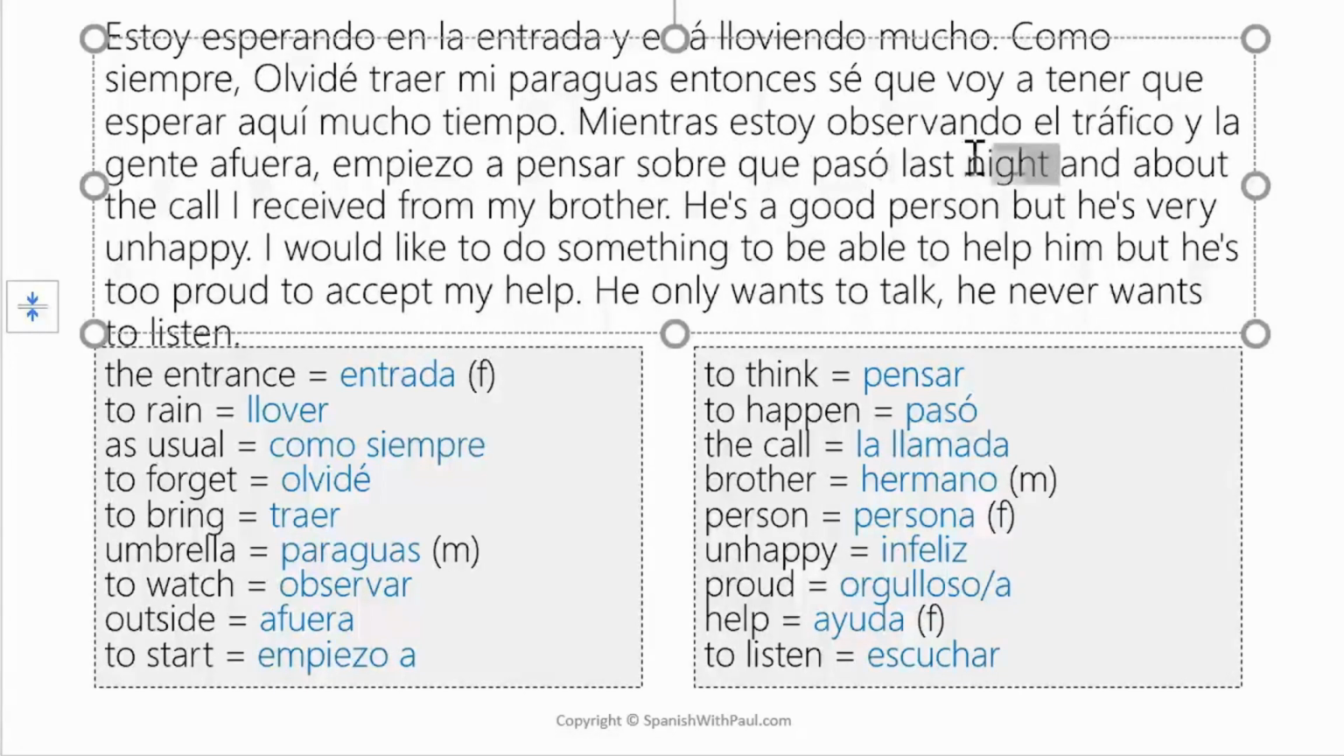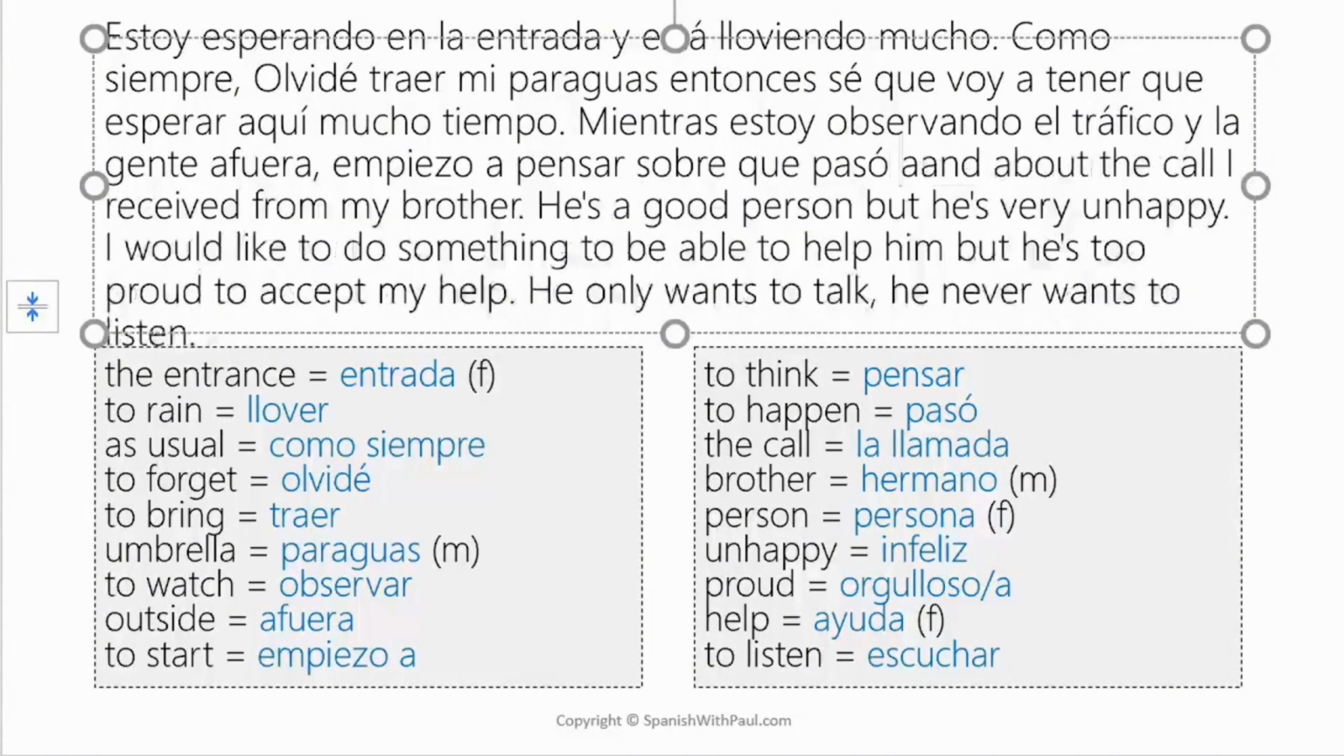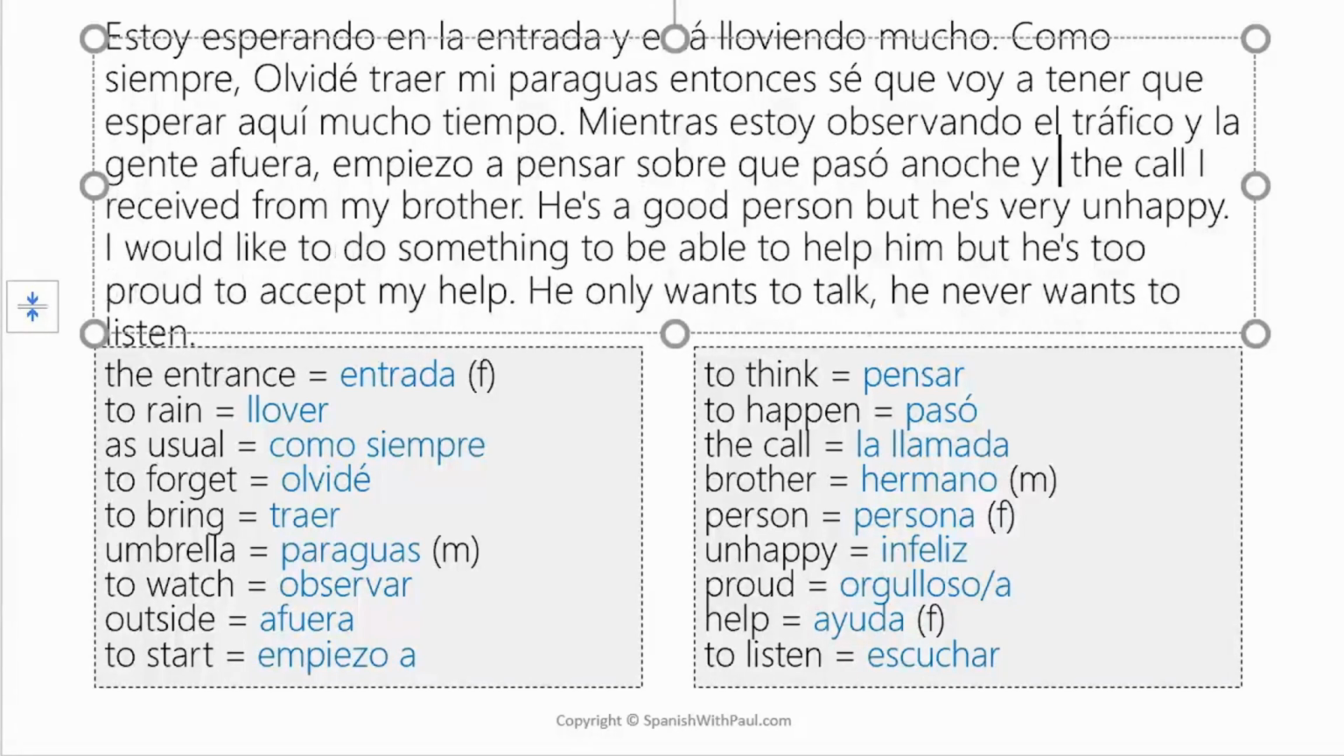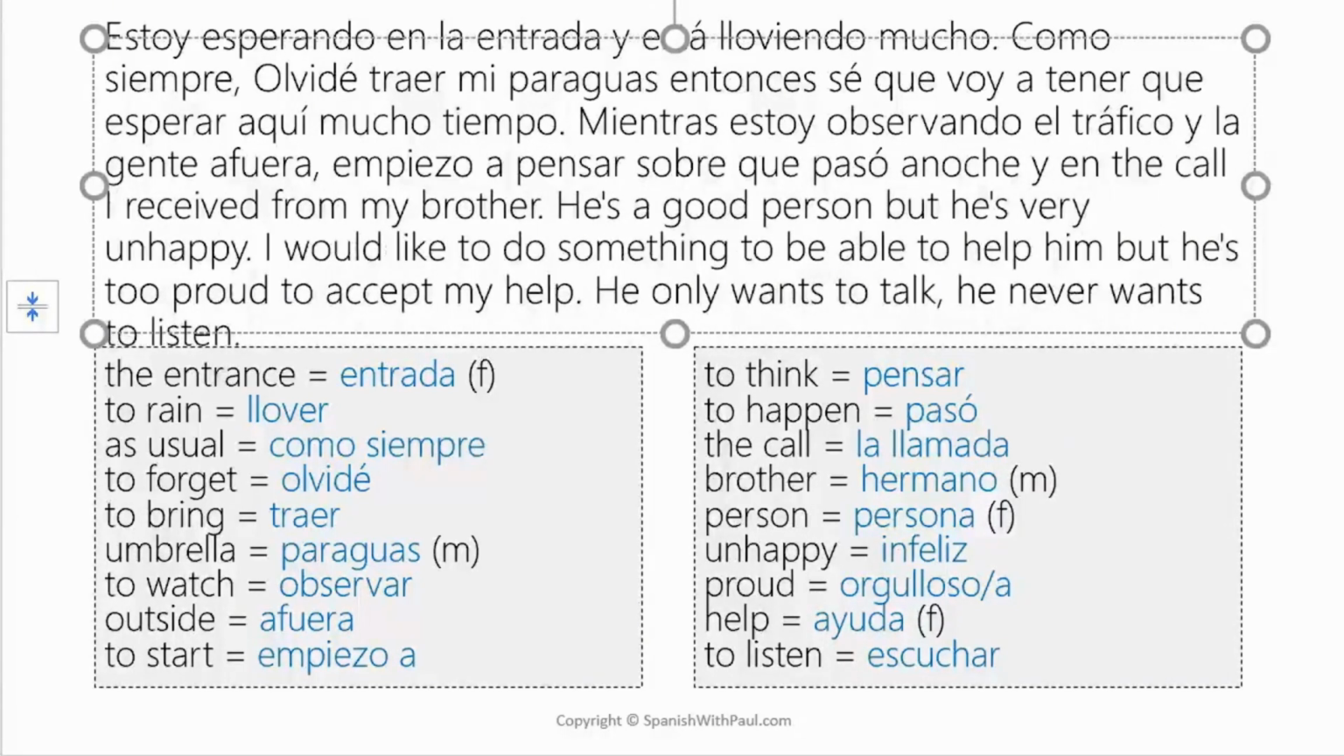Last night is anoche. You could also say ayer en la noche, yesterday in the night. Either way is fine. And about the call I received from my brother. At this point here, it sounds nice to simply put in en. So we have, I start to think about what happened last night and in the call I received. This is how most native speakers would actually say it.